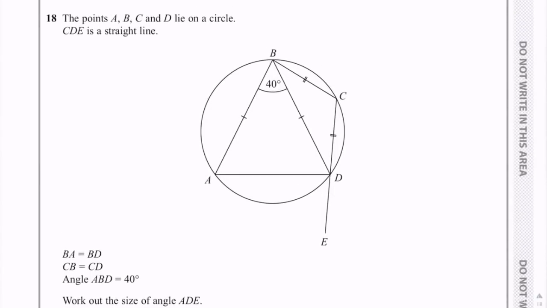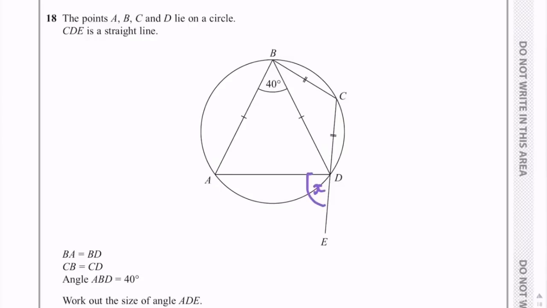Okay, so we've got some circle theorems. A, B, C, D lie on a circle. C, D, E is a straight line, so C to D to E. And then it says B to A equals B to D, that's given to us. C to B equals C to D, that's also given to us. And angle ABD equals 40, which is there in the diagram. So nothing actually to label on there. It says work out the size of angle ADE. So ADE is this angle here, which is part of this straight line CDE, and it says you must give a reason for each stage you're working.